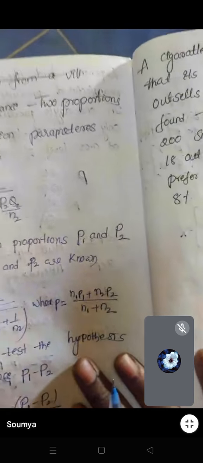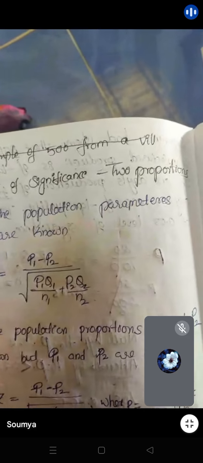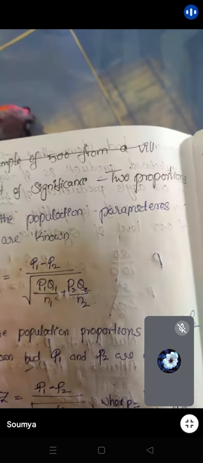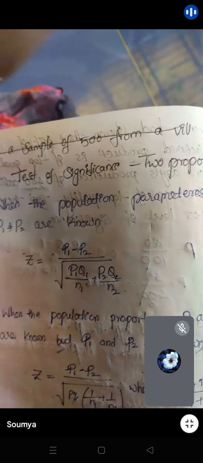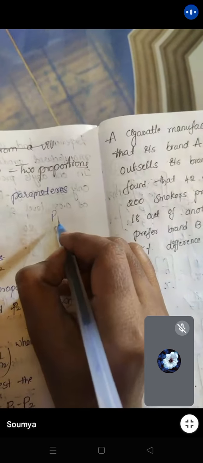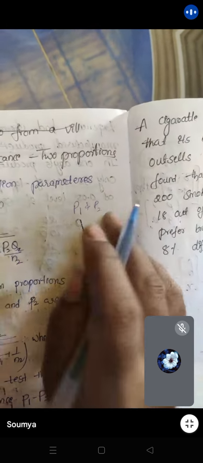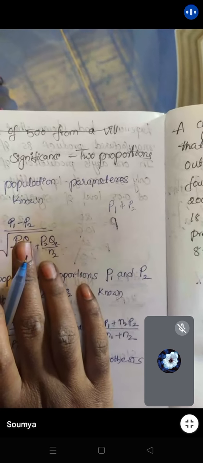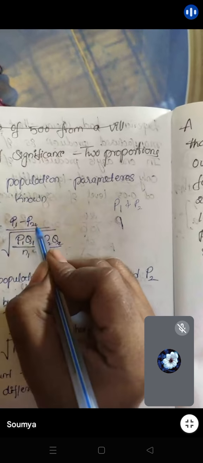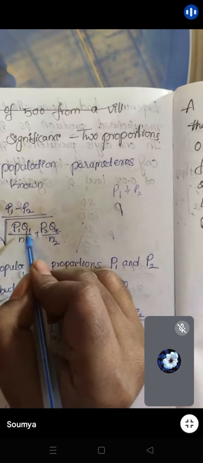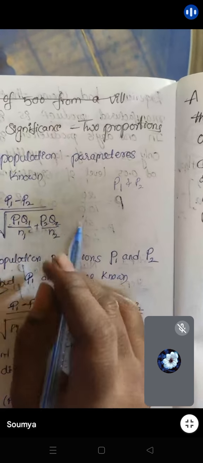So for these also we have something: two proportions and two samples. Test of significance for two proportions. When the population parameters P1 and P2 are known, you have to remember this. If in the question you have a capital P1 and a capital P2, then you have to go for this formula: small p1 minus small p2 by under root of P1 Q1 by n1 plus P2 Q2 by n2.